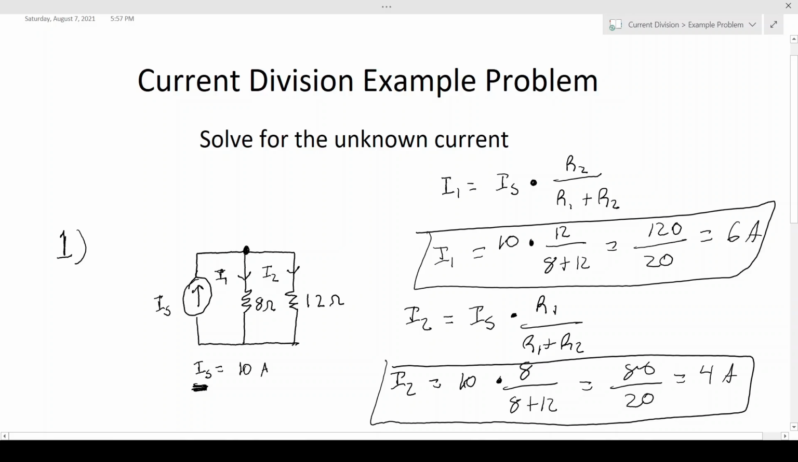And this makes sense because if you've seen my previous video on Kirchhoff's current law, we know that the sum of current going into the node is equal to the sum of current coming out of the node. So we know that if 10 amps is going into the node and the current that is coming out of the node is I1 and I2, we know that I1 and I2 must sum up to 10 amps. And this looks about right. I1 is 6 amps and I2 is 4 amps, and that sums up to 10 amps. So that's the way you can check your answer to make sure it's correct.